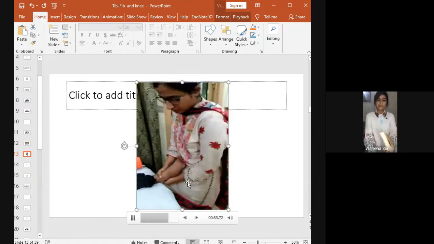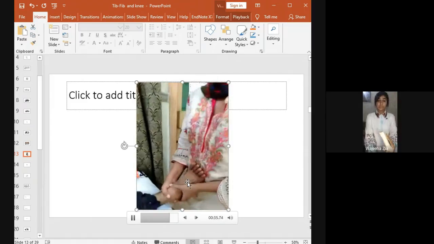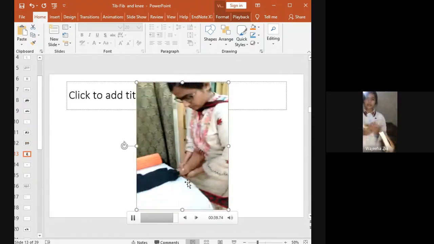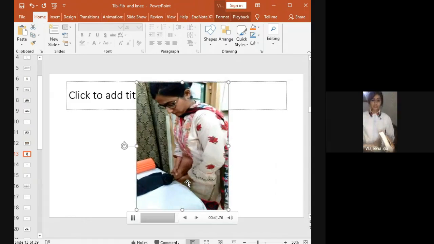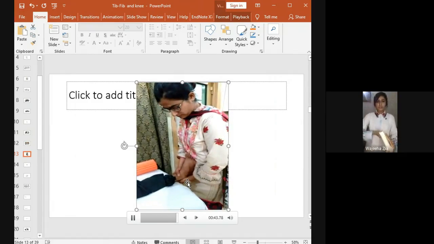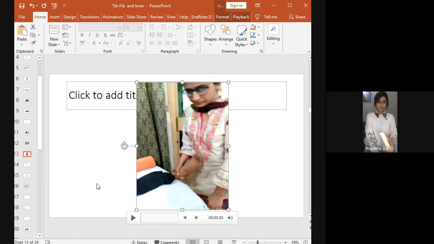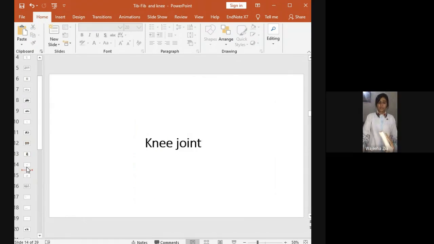Now for the anterior glide, keep the foot in the 10 degree plantar flexion, and from the other side, go in this direction. Now you can see, the direction of glide will be towards my face. So this is the superior and inferior tibiofibular joint. Now, the next joint is the knee joint. Knee is a large joint of the lower limb.